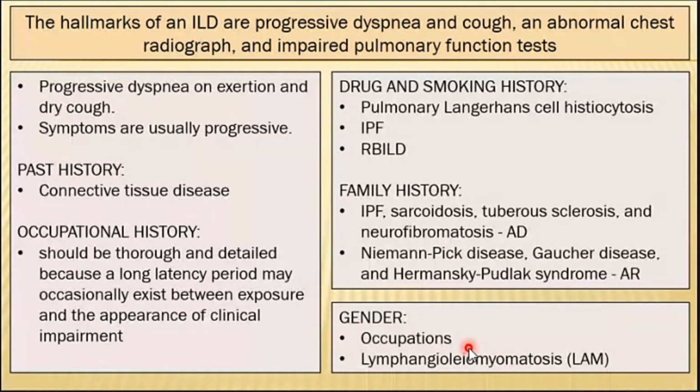Okay, now LAM is an interesting ILD in the sense that it is seen only in women. Lymphangioleiomyomatosis is a disease which is exclusively seen in women. Okay. So these are the history.